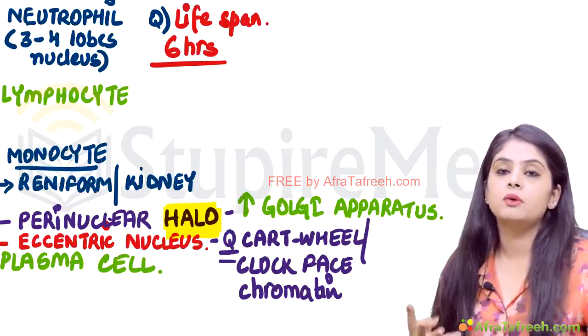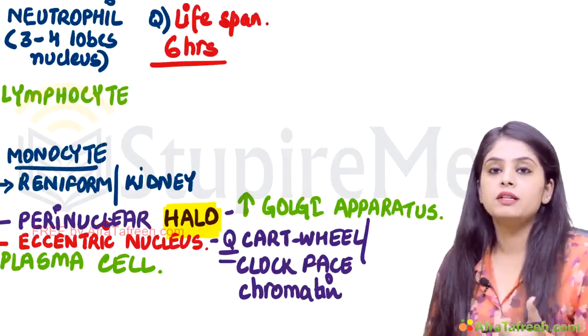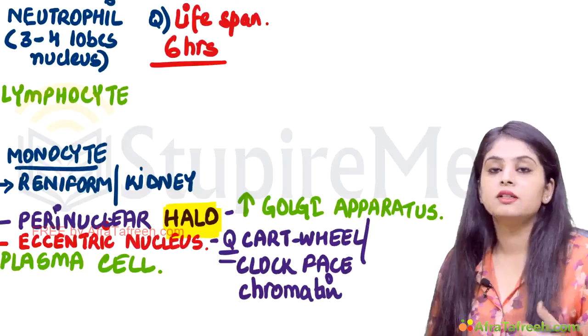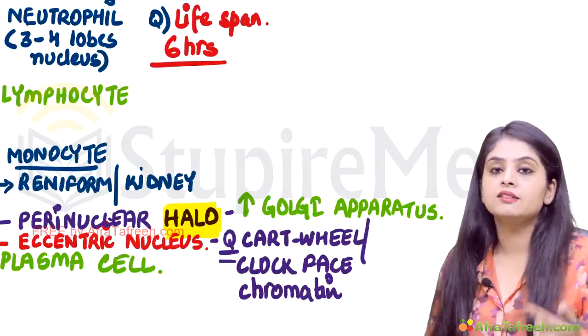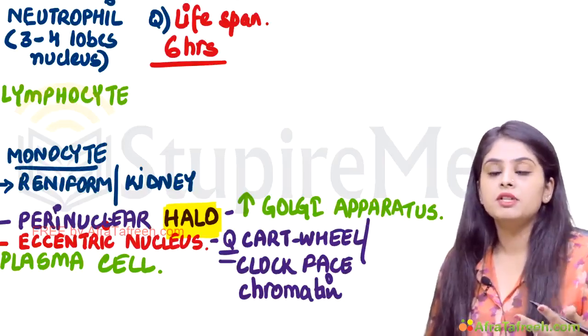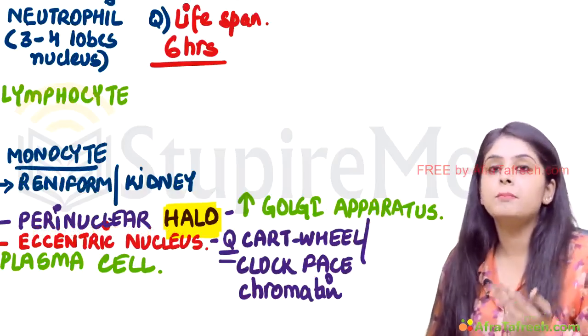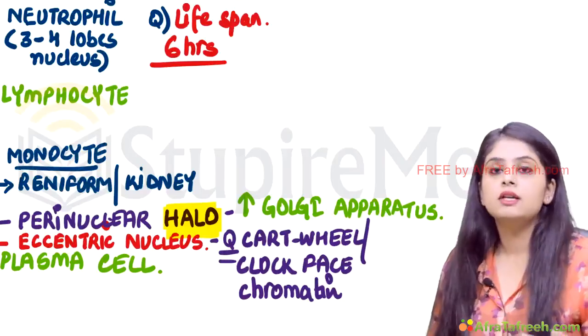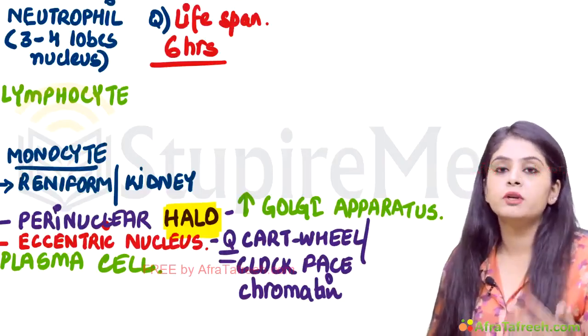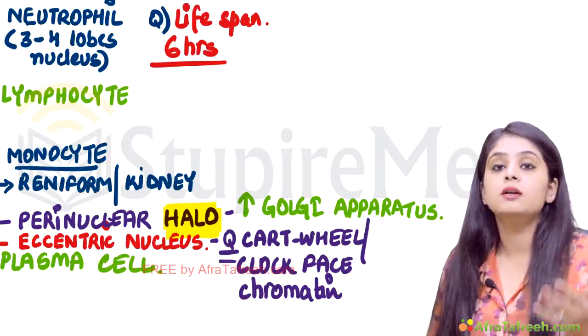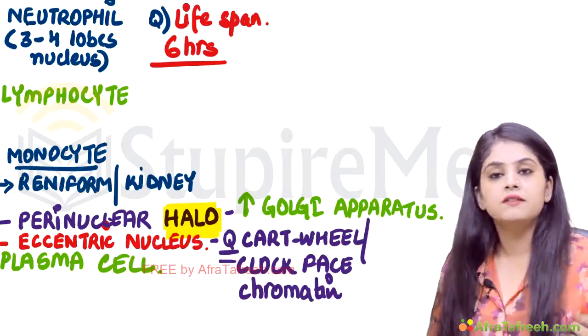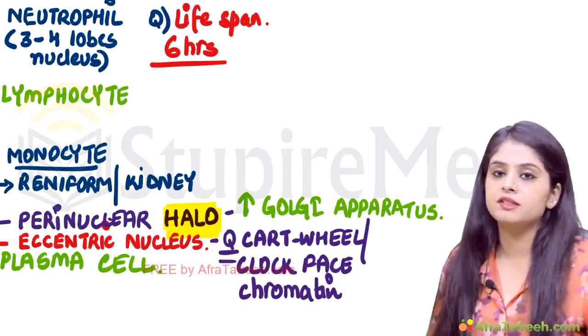So four things about a plasma cell. Number one, nucleus is eccentric. Number two, the chromatin is cartwheel. Number three, the area around the nucleus is clear, calling it a perinuclear halo. Number four, that halo is because of Golgi apparatus being more in a plasma cell. Very important question, plasma cells.